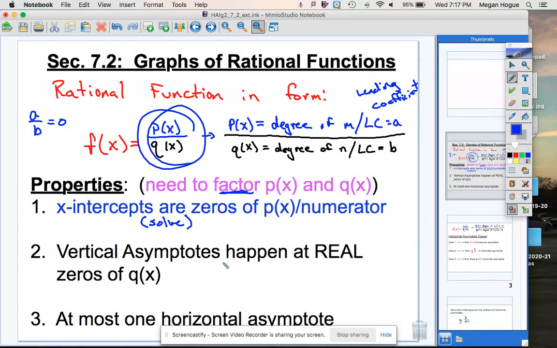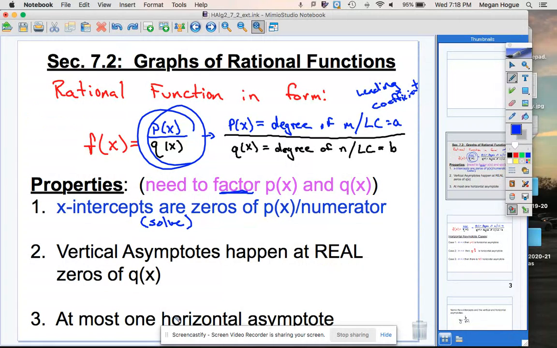The vertical asymptotes happen at the real zeros of the bottom. Notice we're talking about real, so no imaginaries, because a vertical asymptote doesn't exist there. Think about that: that's where the denominator is going to be 0, and when it is 0, the function is undefined. So the graph gets closer and closer to that line, but it never actually reaches it.